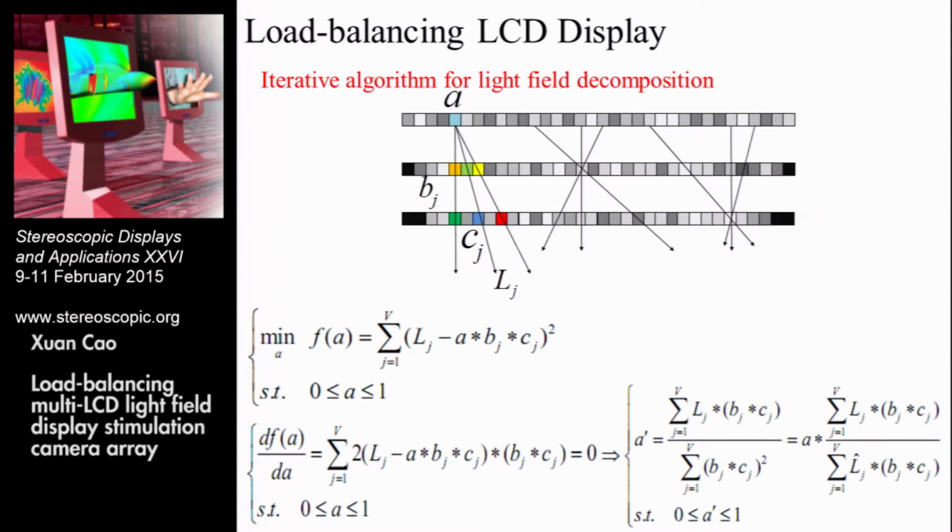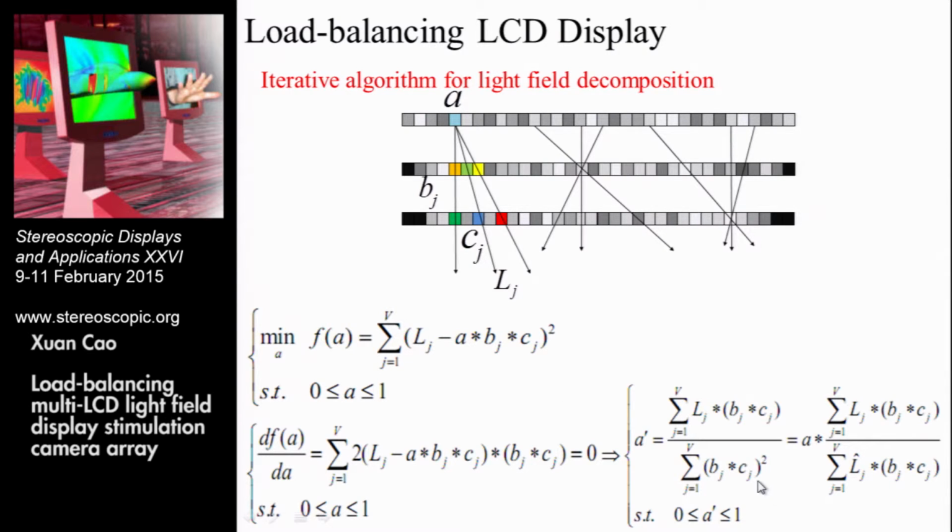In order to implement load balancing on GPUs, we developed an iterative algorithm to update the LCD layers. Our algorithm updates 1 layer at a time, and the rest of the layers are kept fixed before finishing updating the current layer. We minimize the errors between the target light rays and the reconstructed light rays. By setting the derivative to 0, we can get the update rule for the first layer.